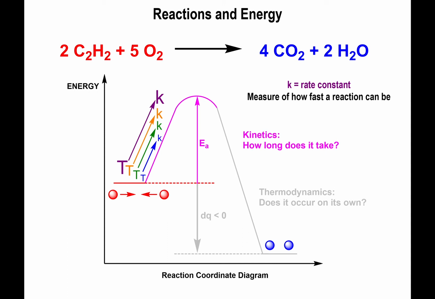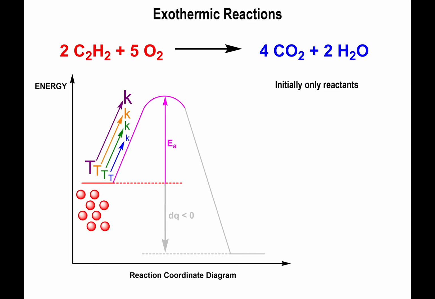The rate constant, as you're going to find out, is really a measure of how fast a reaction actually occurs. The higher the value of the K constant, the faster the reaction is in terms of how long it takes to go from reactants to products.